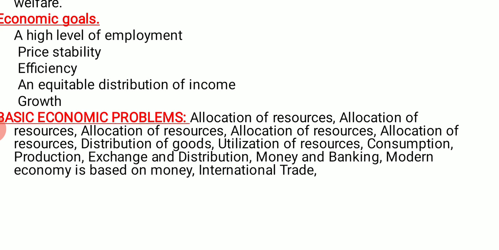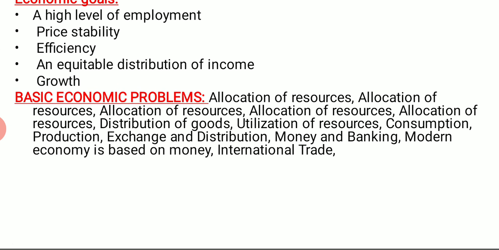The second one is distribution of goods. After the goods are produced, the question arises as to who is going to receive these and in what proportions. And the next one is by what methods goods are produced. Goods are produced in various ways.